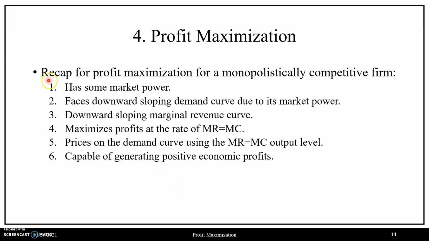So then to recap our profit maximization process for the monopolistic competitive firm, they have some market power such that they face a downward sloping demand curve due to their market power from selling the differentiated product with brand loyalty attached, where they will have a downward sloping marginal revenue curve as a result, where profits are maximized when marginal revenue is equal to marginal cost, giving them their optimal level of output, where they price along the demand curve in which they are capable of generating positive economic profits, at least in the short run.